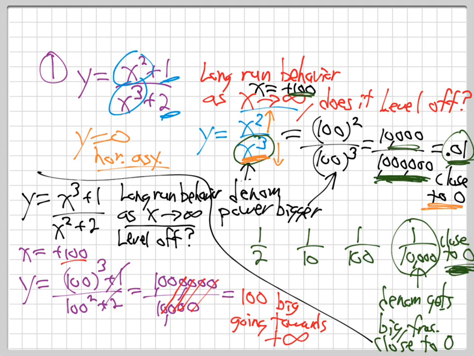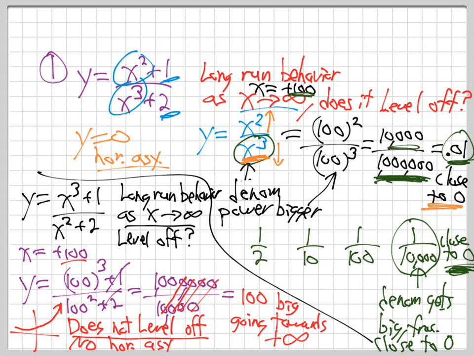This is the kind of graph. As we go right, this function just goes up, up, up, and away. It does not level off. There is no horizontal asymptote. It doesn't level off. Why?